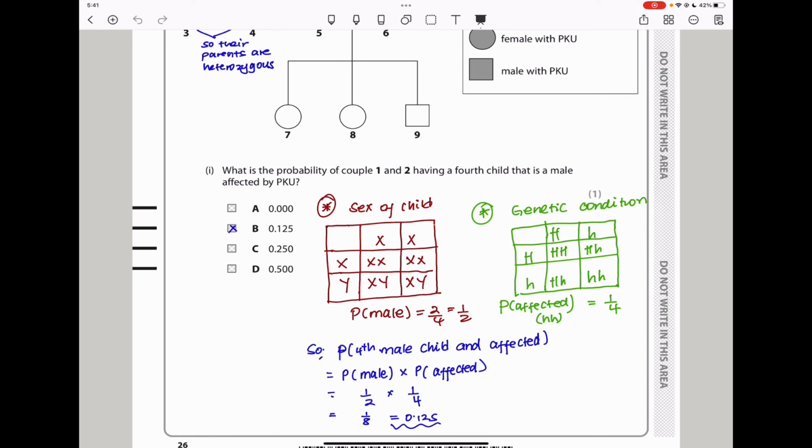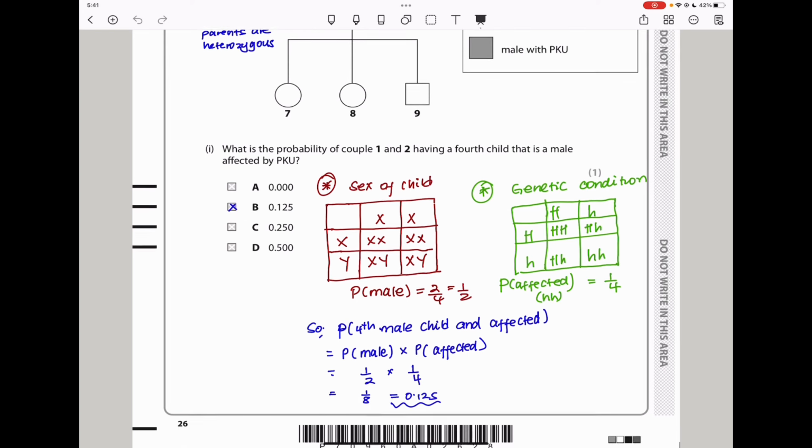Then for the genetic condition, I let it be H. If they are both heterozygous, like we see here, there is a 1 in 4 chance that they're going to have a child who is affected. So that probability is 1/4. Now, since they asked us to find the probability that a male child is affected, it means probability of being male times the probability of being affected, which is a half times a quarter, giving us 0.125, and the answer ends up being B for that.